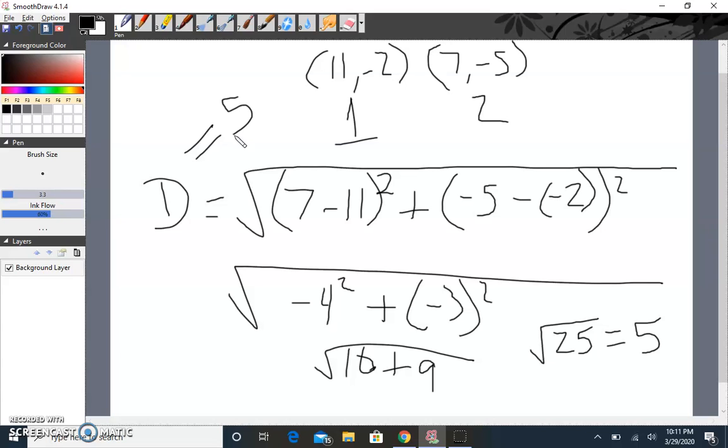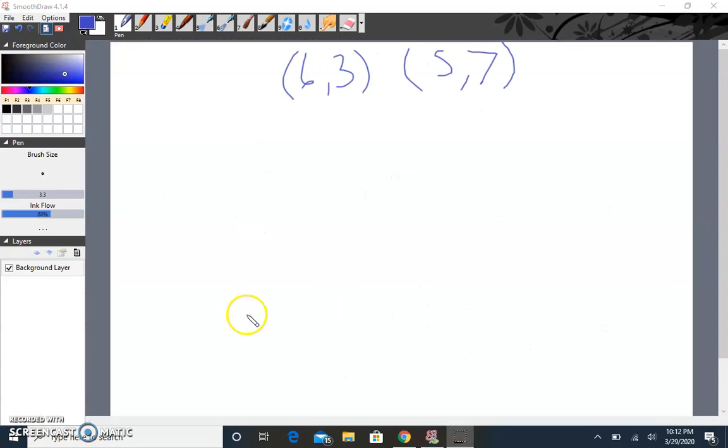7 minus 11 is negative 4. Negative 5 minus a negative 2 is a negative 3. Square both of those. 16 plus 9. You notice that we went from a negative 4 to a positive 16. Negative 4 times negative 4 gives you a positive 16. Negative 3 times a negative 3 gives you a positive 9. 16 plus 9 is 25. The square root of 25 is 5, so our distance is 5.